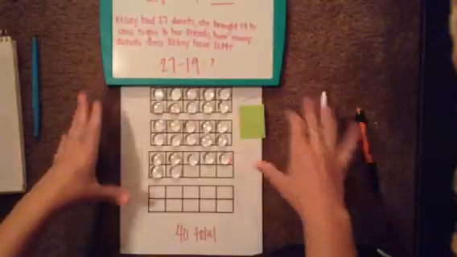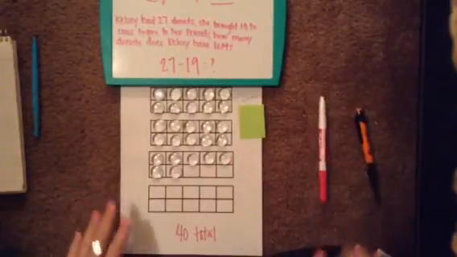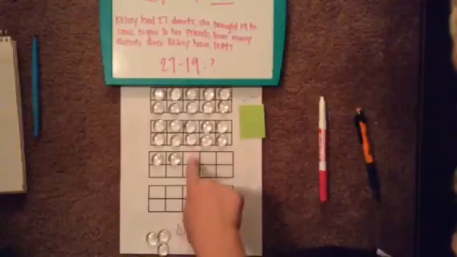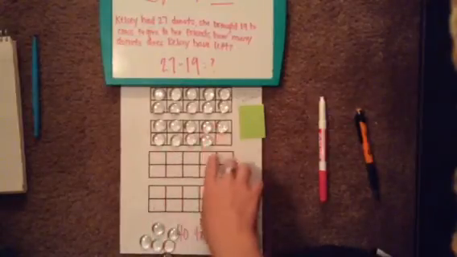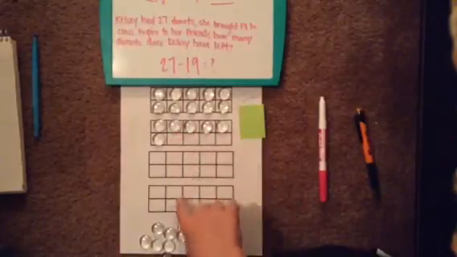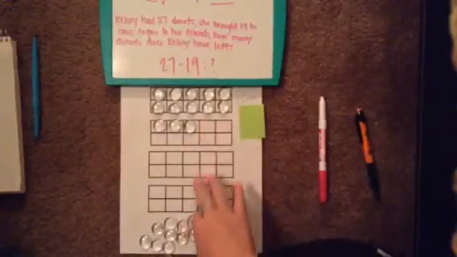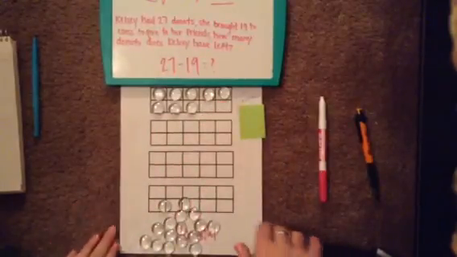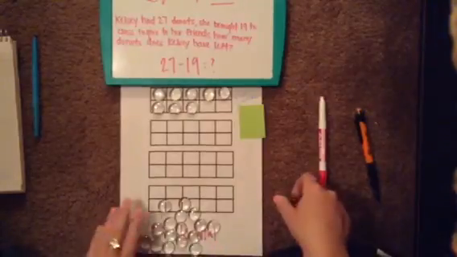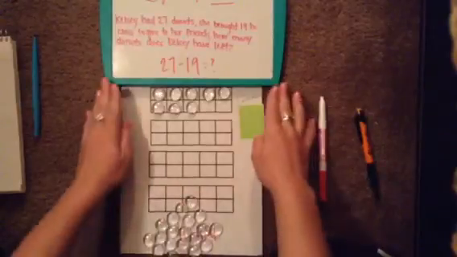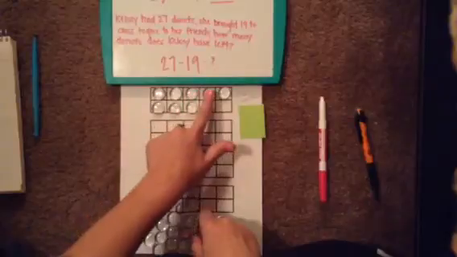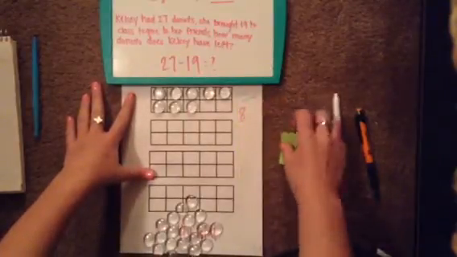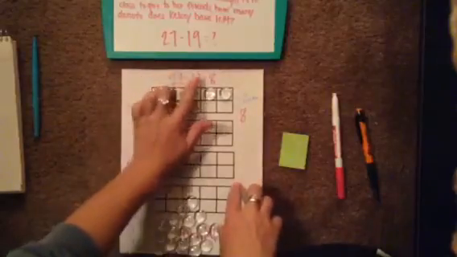And we're going to subtract 19, because remember, Kelsey's giving away 19 donuts to her friends in class. So let's take away 19 marbles. 1, 2, 3, 4, 5, 6, 7, 8, 9, 10, 11, 12, 13, 14, 15, 16, 17, 18, 19. Awesome. So we took away 19 donuts or marbles. So how many marbles do we have left? Or how many donuts does Kelsey have left? Let's count. 1, 2, 3, 4, 5, 6, 7, 8. So she has 8 donuts or marbles left. So we found out that 27 minus 19 equals 8.